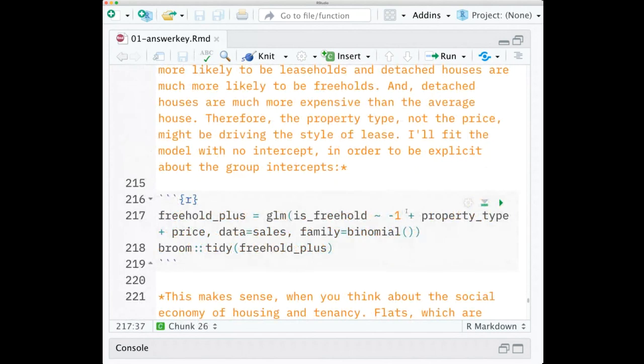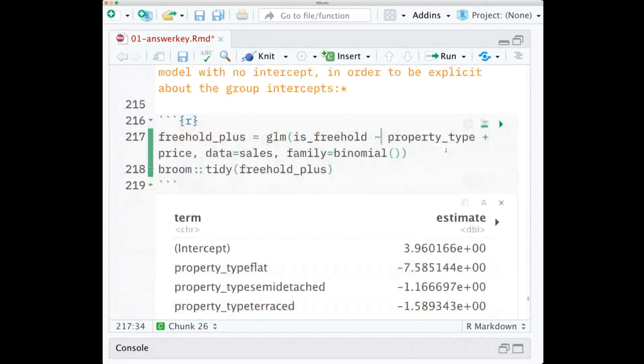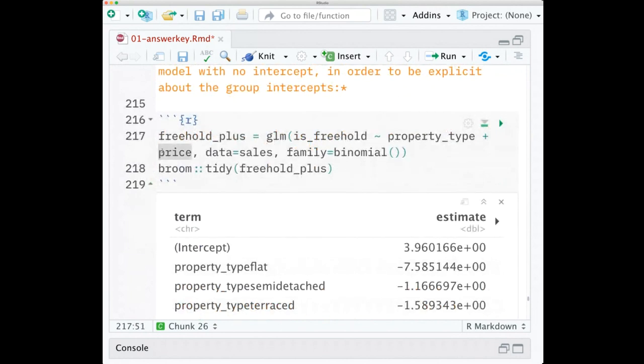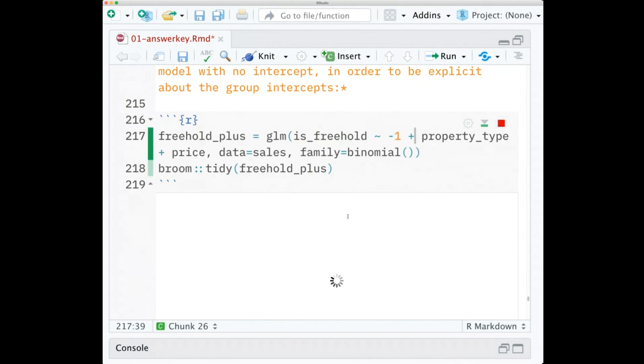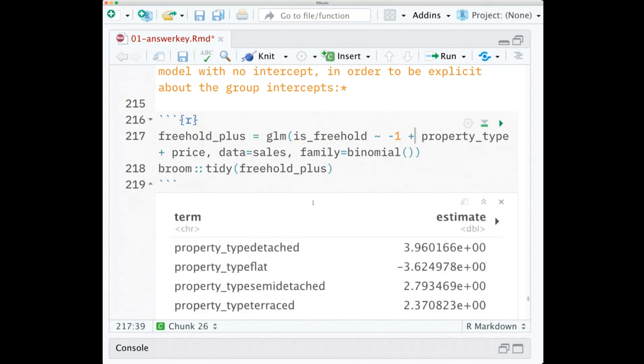So this model, we'll just fit it with the fixed effects. This model looks like this. We have property type plus price. And I think online I might have used a -1 to remove the intercept. That's okay. But basically, I'm looking for including property type and price in the model.